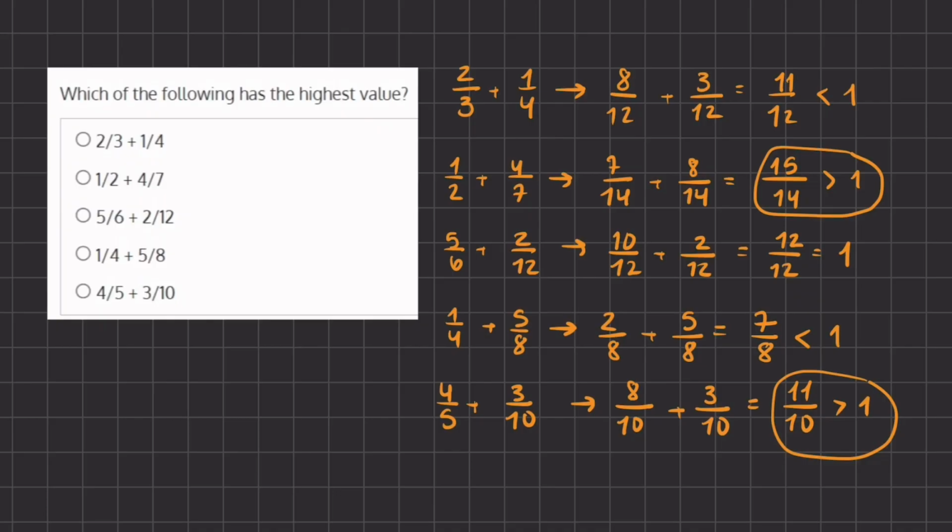Alright, so we can take both of these fractions and turn them into mixed numbers. 15 divided by 14 can convert into 1 and 1/14, and 11 divided by 10 simplifies to 1 and 1/10. Now we know that 1 and 1/10 is greater than 1 and 1/14 because 1 out of 10 pieces is greater than 1 out of 14 pieces. And therefore 1 and 1/10 is larger than 1 and 1/14, and therefore 11/10 will have the greatest value, and that corresponds with answer D in our answer choices.